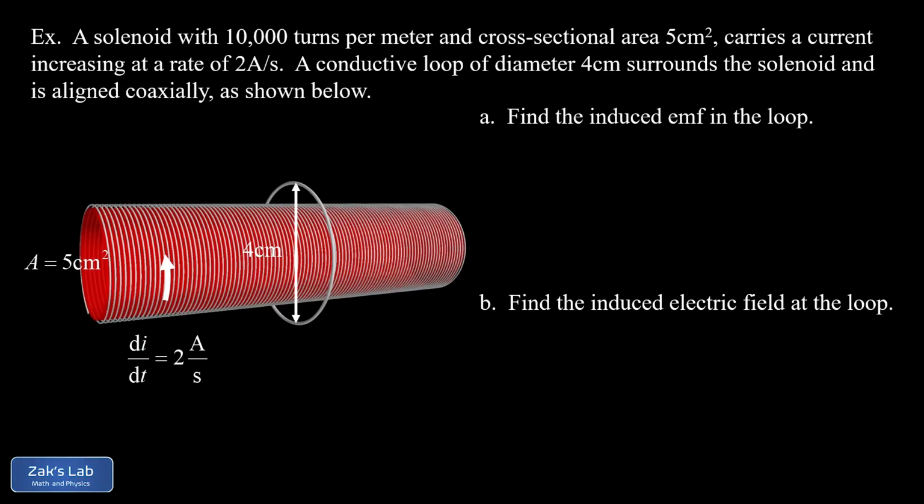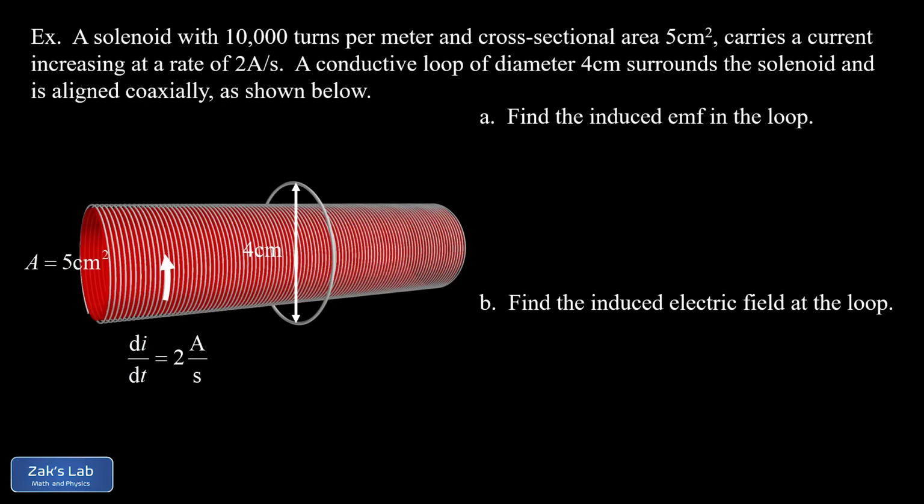In this example, we're told we have a solenoid with 10,000 turns per meter and a cross-sectional area of 5 centimeters squared, and is carrying a current that's increasing at a rate of 2 amps per second. Now remember, without seeing changes in current here, we aren't going to see any induction effects. So it's the rate of change in that current that matters.